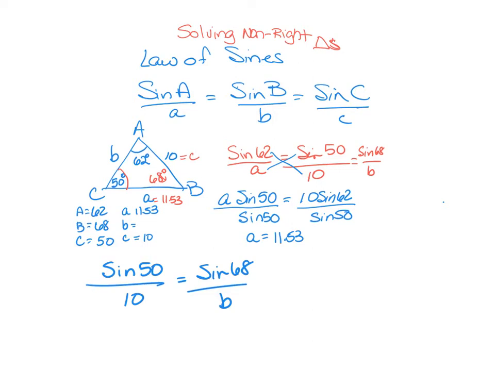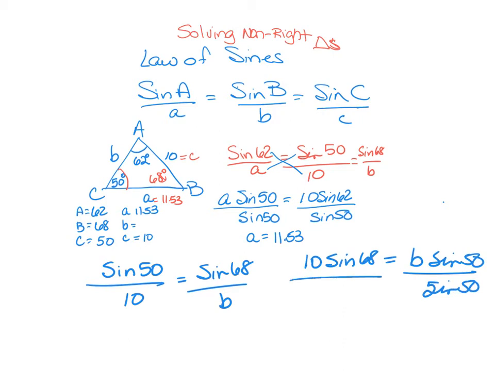So we've got 10 sine of 68 equals b sine of 50. Divide by sine of 50. And we have b equals, it should be 12.10 rounded to two places. Once you find all the letters of the triangle, you have solved the triangle. When they ask you to solve a triangle, you're finding all the missing pieces. Okay?